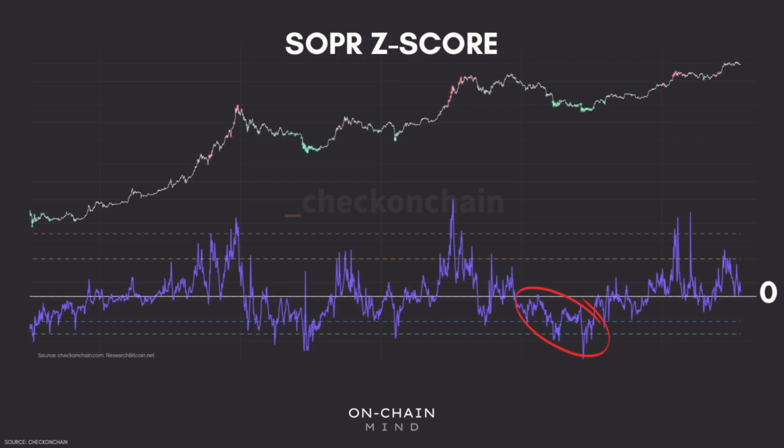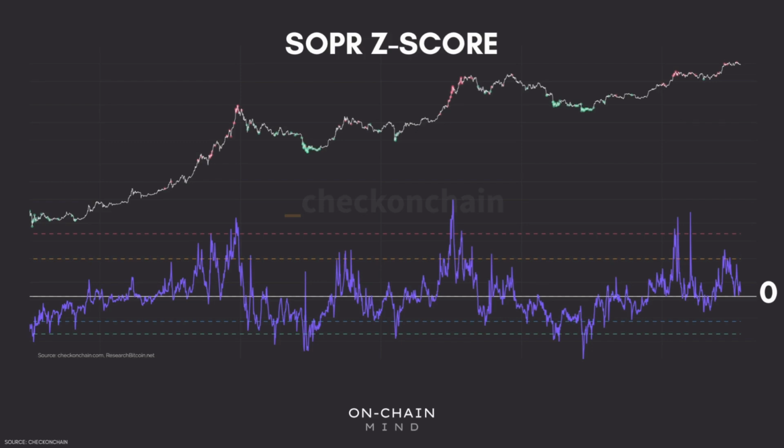Another reason SOPR is so valuable is that it helps identify extreme market conditions. When SOPR values are high, it often signals that investors are aggressively taking profits, potentially marking market tops. When SOPR values are low, especially during capitulation events, it suggests that sellers are running out of steam, which can mark a market bottom. If SOPR-Z fails to hold above 0, it's often a sign that the market lacks bullish momentum.